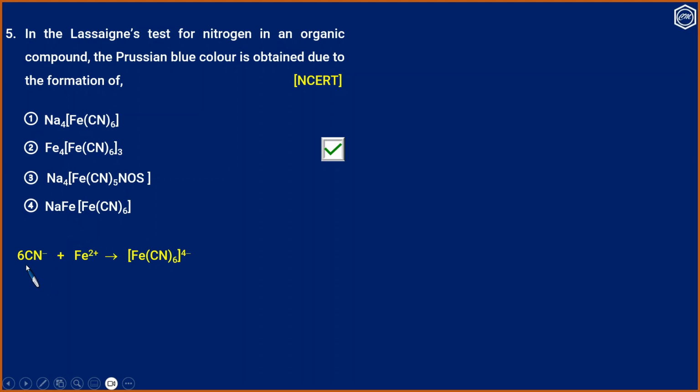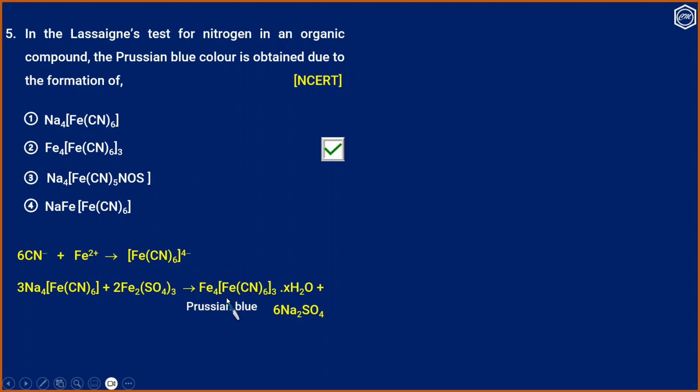That is, the cyanide ion plus ferrous ion gives [Fe(CN)6]4-, and if sodium hexacyanidoferrate reacts with ferric sulfate, it gives Fe4[Fe(CN)6]3, of course with water of crystallization, and this is the Prussian blue color.